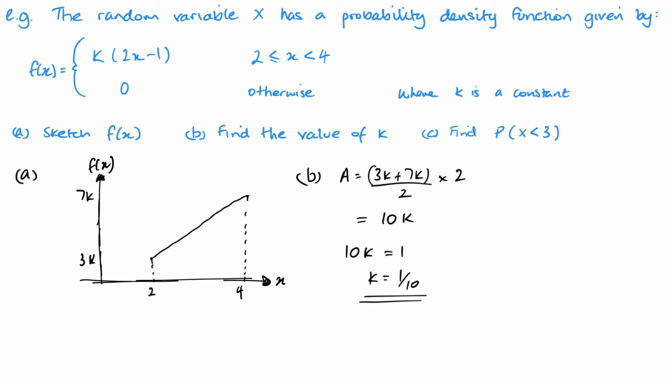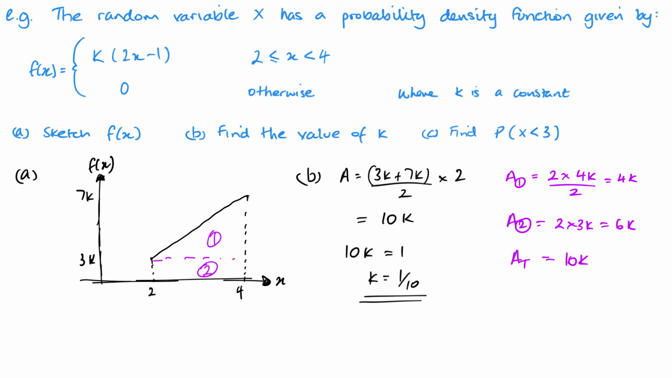Okay, now if you don't like trapeziums, I suppose you could split this into a rectangle and a triangle. Area 1 here would be 2 times height 4, isn't it? 4k divided by 2, so that's 4k. And area 2 is the rectangle, which is 2 times 3k, which is 6k. So you can see the total area here is still 10k. And then you can say that k equals 1/10.